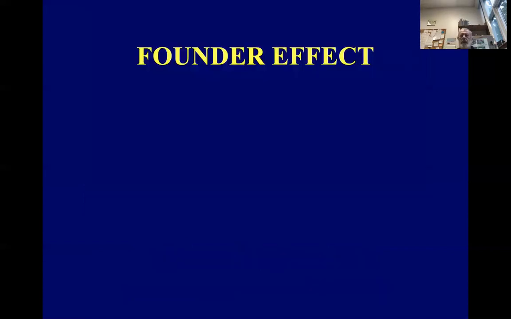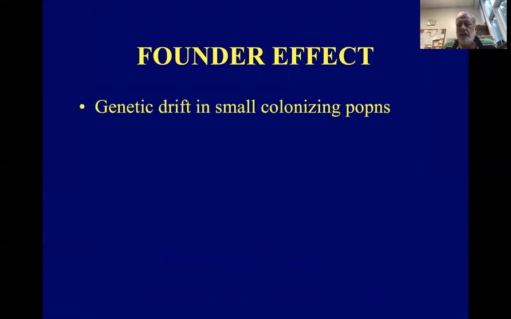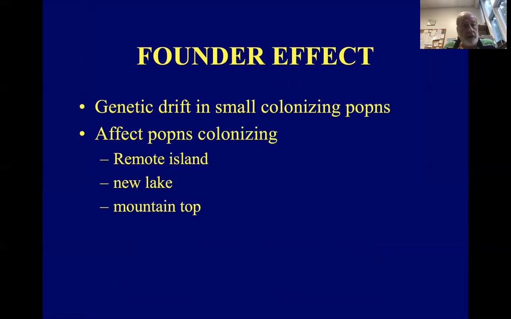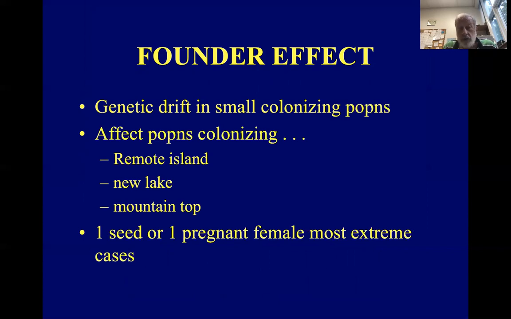Now, second specialized example of genetic drift is the founder effect. And this is genetic drift in a small colonizing population. So they can affect populations colonizing remote islands or new lakes for an aquatic organism or new mountaintops. One seed or a single pregnant female would be the most extreme cases of founding of a new population.